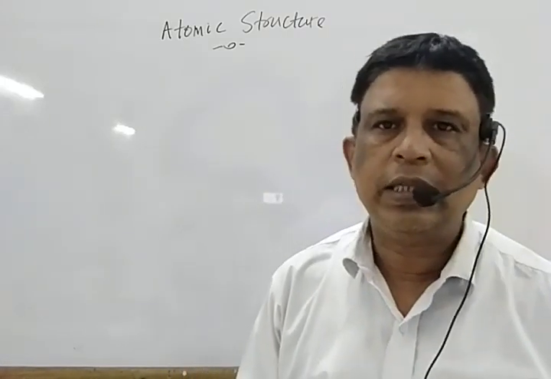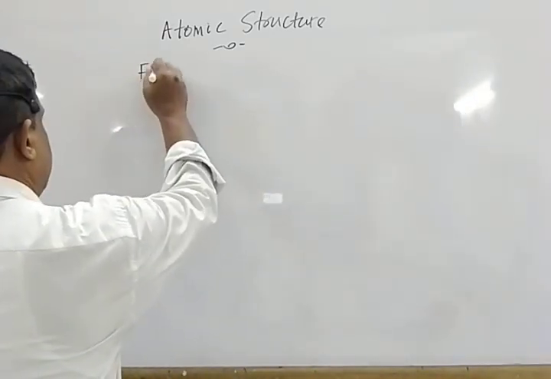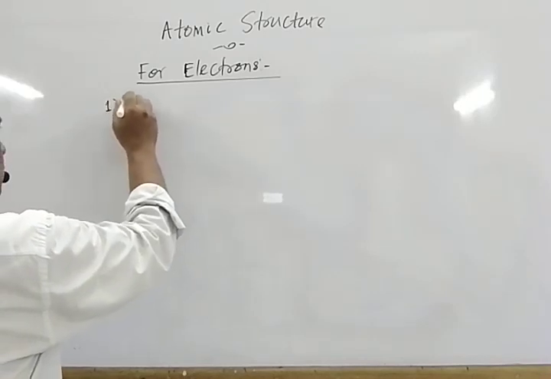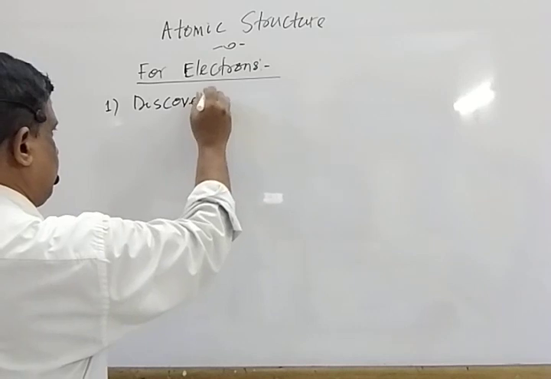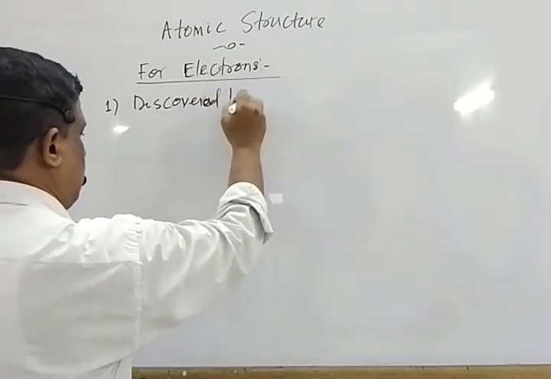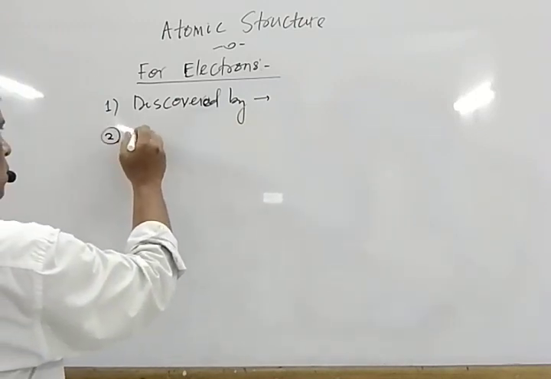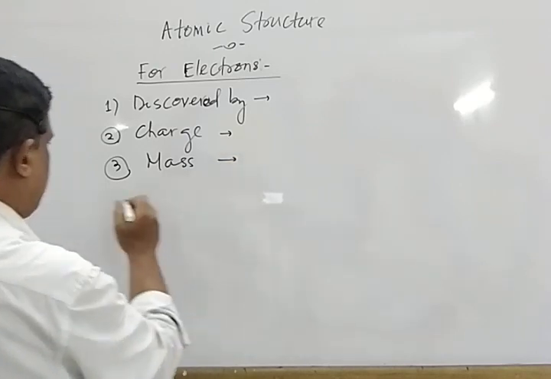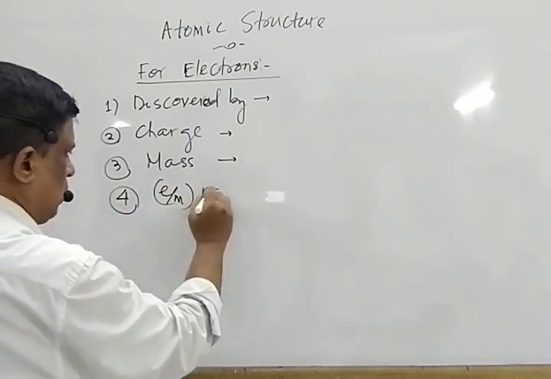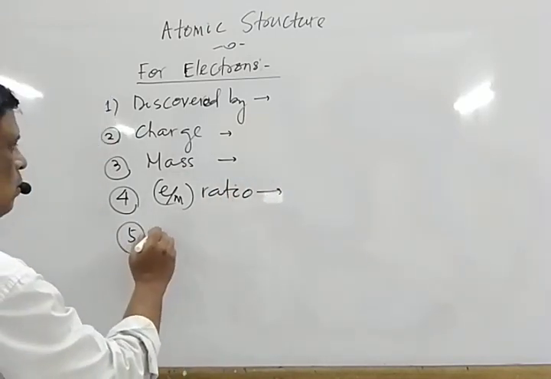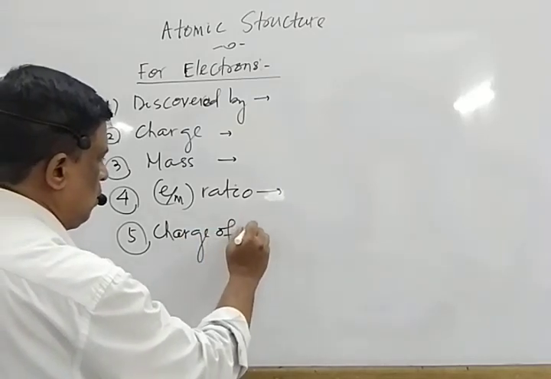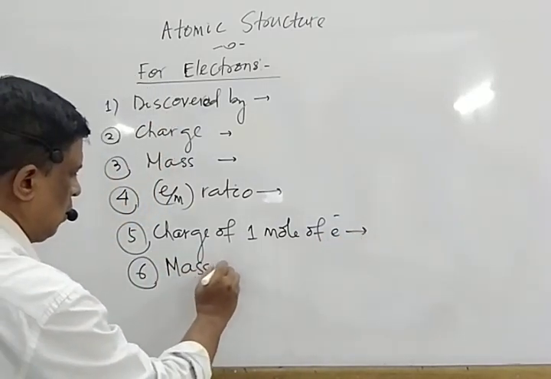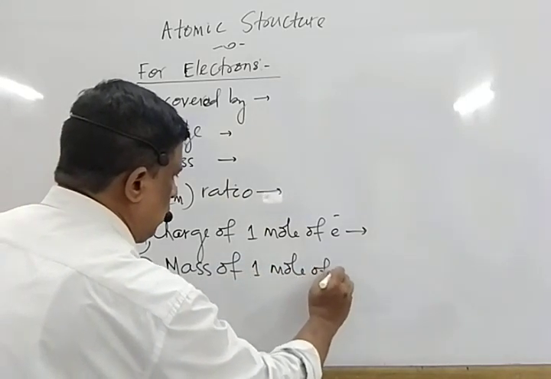First, let us go through 2 to 3 to 4 points about the subatomic particle electron. For electrons: point 1, discovered by; point 2, charge; point 3, mass, the charge of an electron, the mass of an electron; point 4, charge by mass ratio; point 5, charge of 1 mole of electron; point 6, mass of 1 mole of electron.